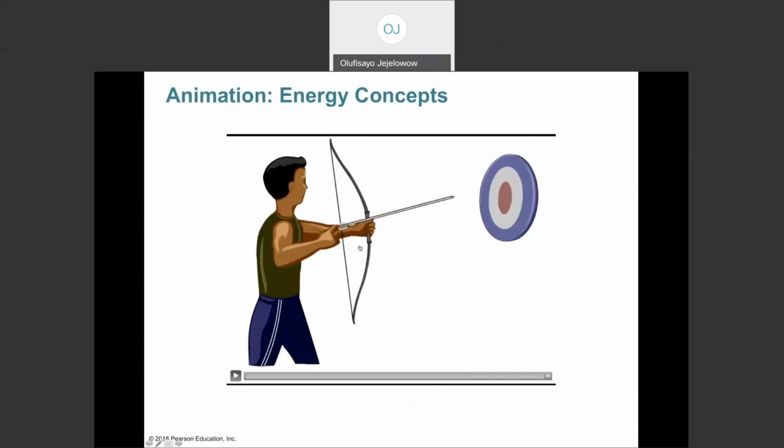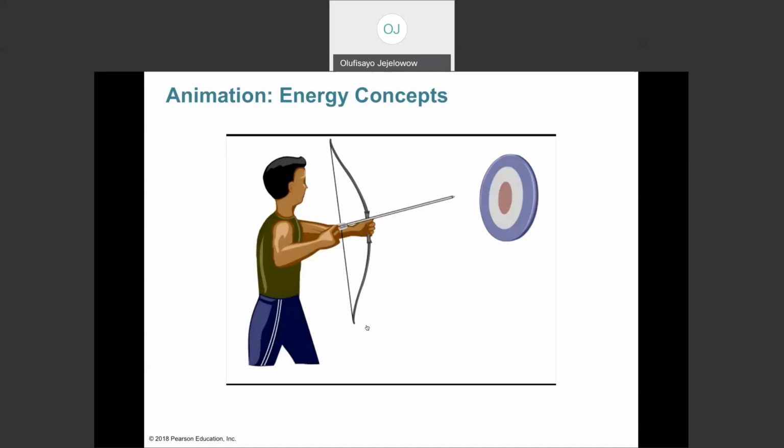So let's watch this video on energy concepts. Energy is the capacity to cause change. Kinetic energy is the energy associated with motion. Energy that is not kinetic is called potential energy, and is energy that matter possesses because of its location or structure. Energy is neither created nor destroyed, but converted from one form to another. This property is called the conservation of energy.